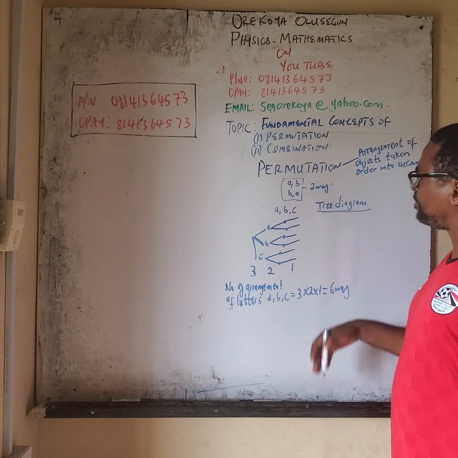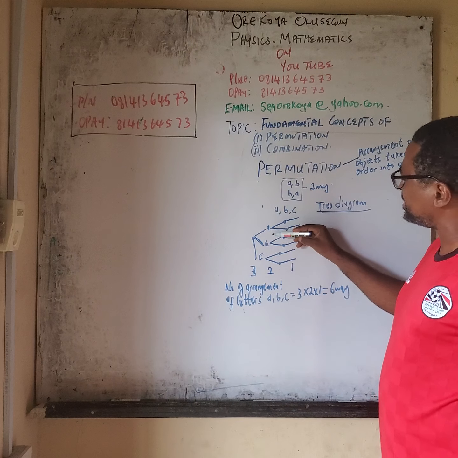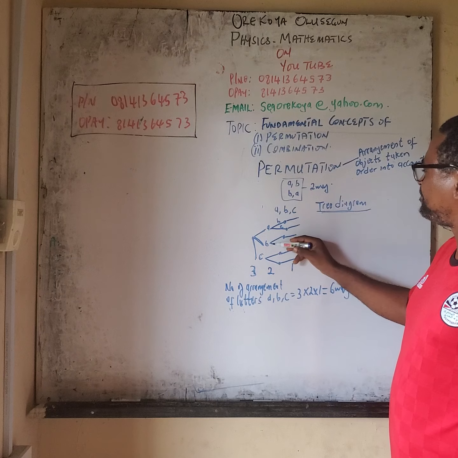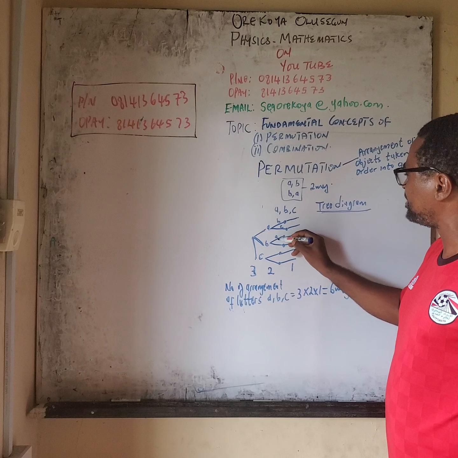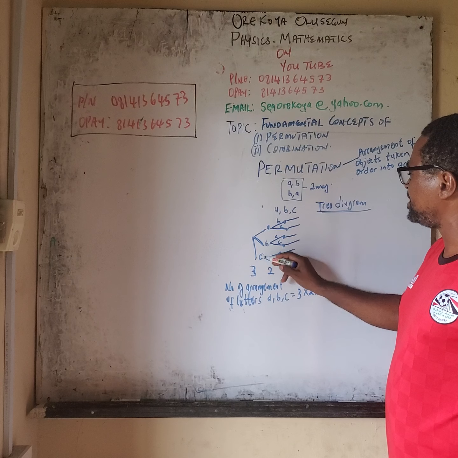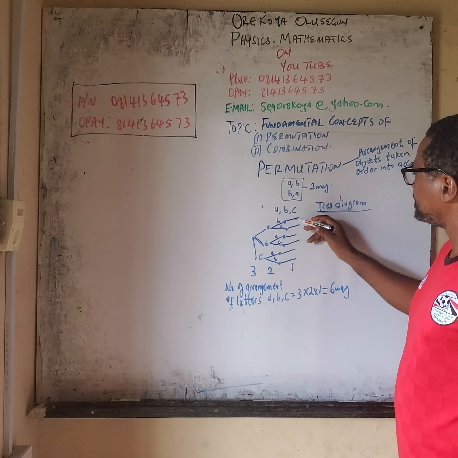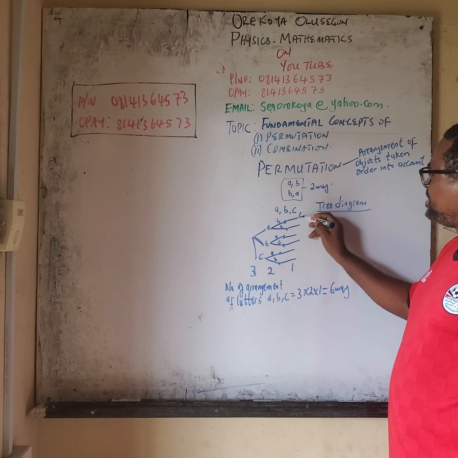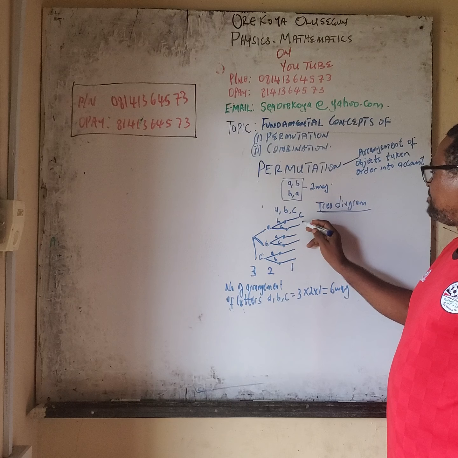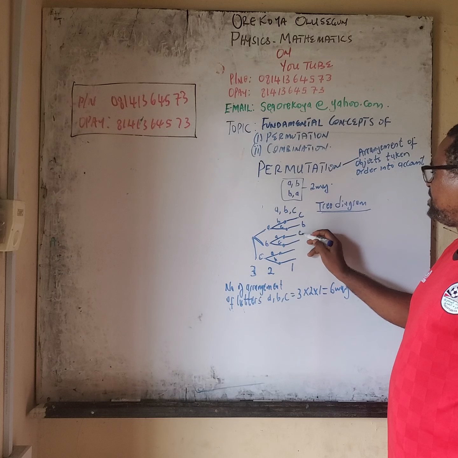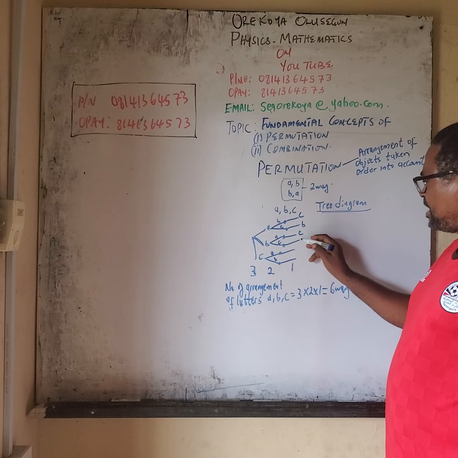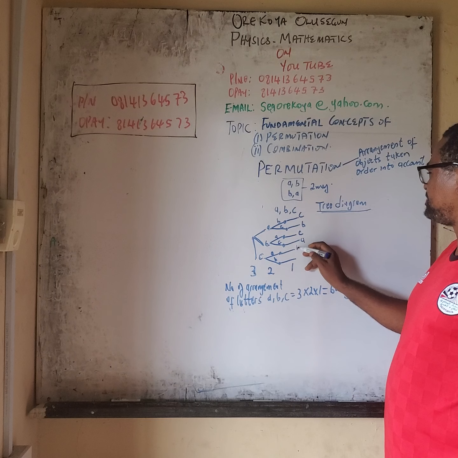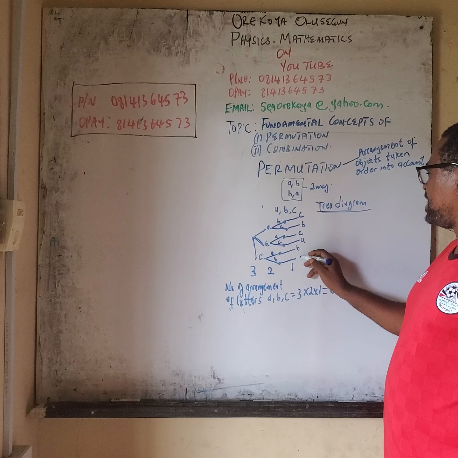Now let me show the letters on this tree diagram. After we have picked A here, then I can have B and C here. After I've picked B here, I can have A and C. After I pick C here, I can have A and B. If you trace this tree, after I pick AB, then C will be left. After I pick AC, B will be left. After I pick BA, C will be left. After I pick BC, A will be left. After I pick CA, B will be left. After I pick CB, A will be left.